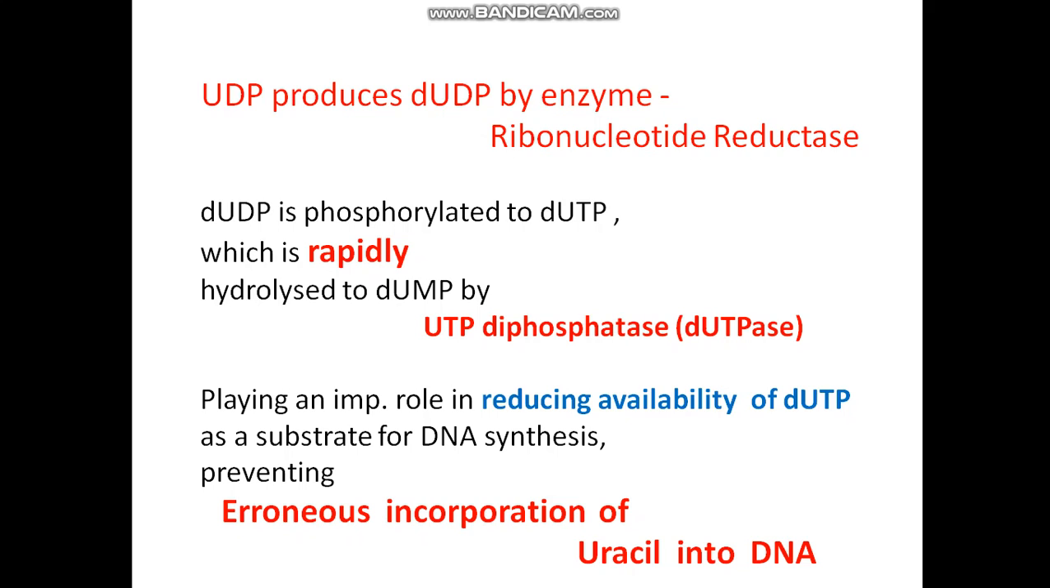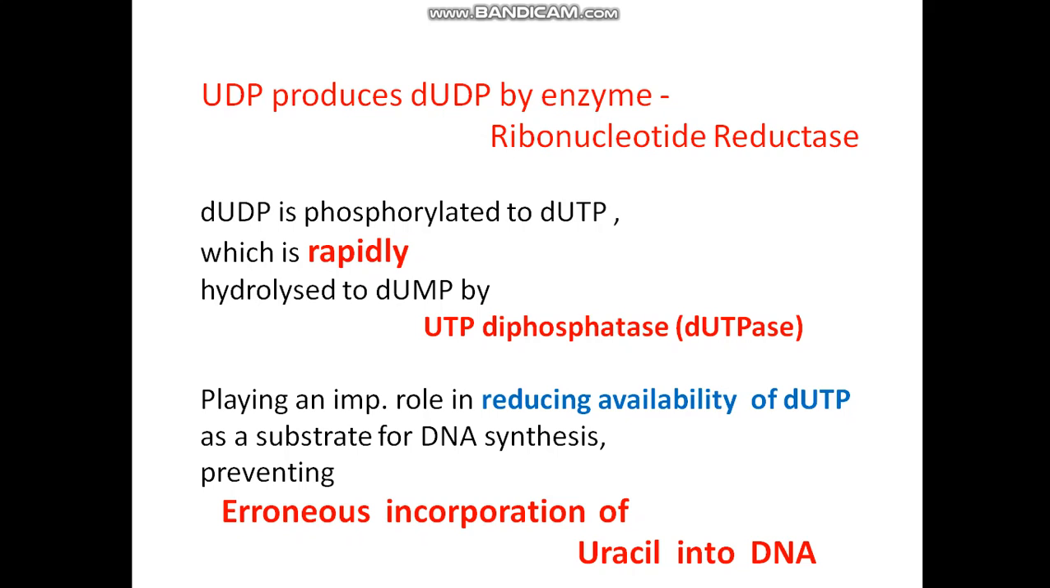The UDP produces deoxy-UDP by the same enzyme, ribonucleotide reductase, which has the R2 dimer. And here is one important point to remember, that deoxy-UDP is phosphorylated to deoxy-UTP, which is rapidly hydrolyzed to deoxy-UMP by the enzyme UTP diphosphatase.